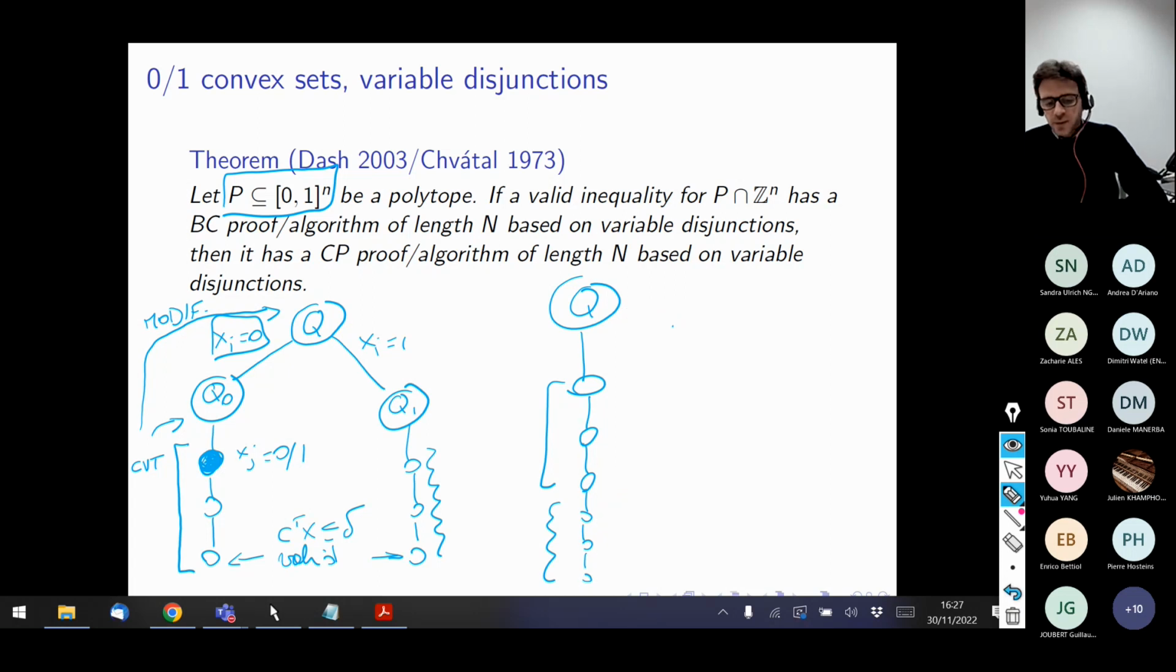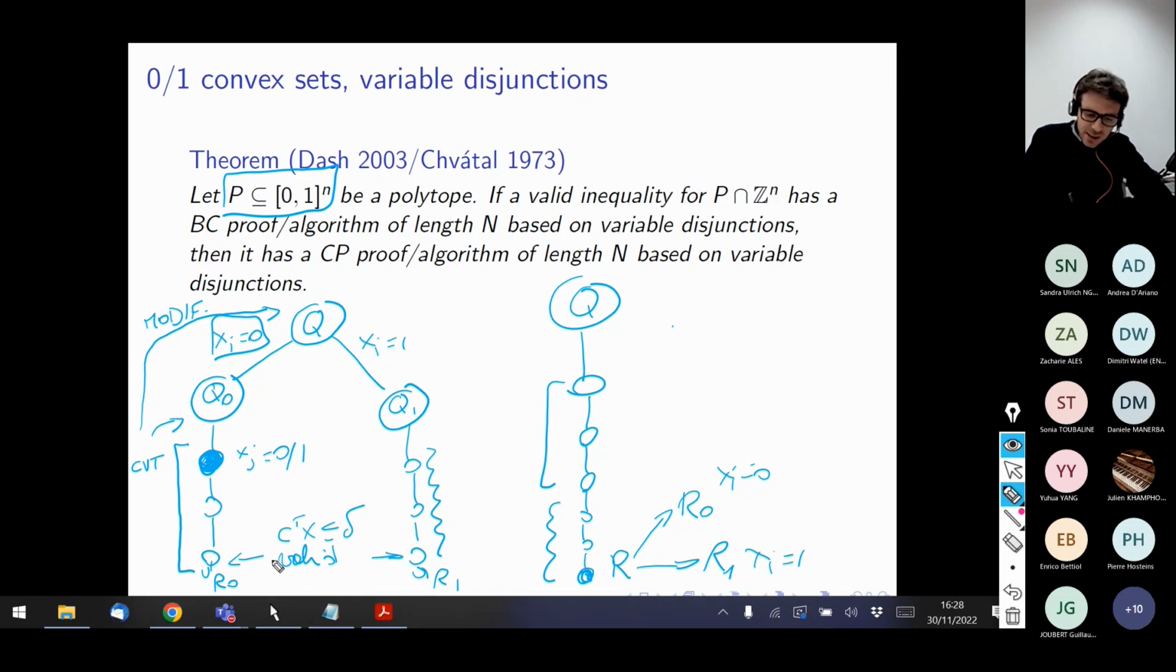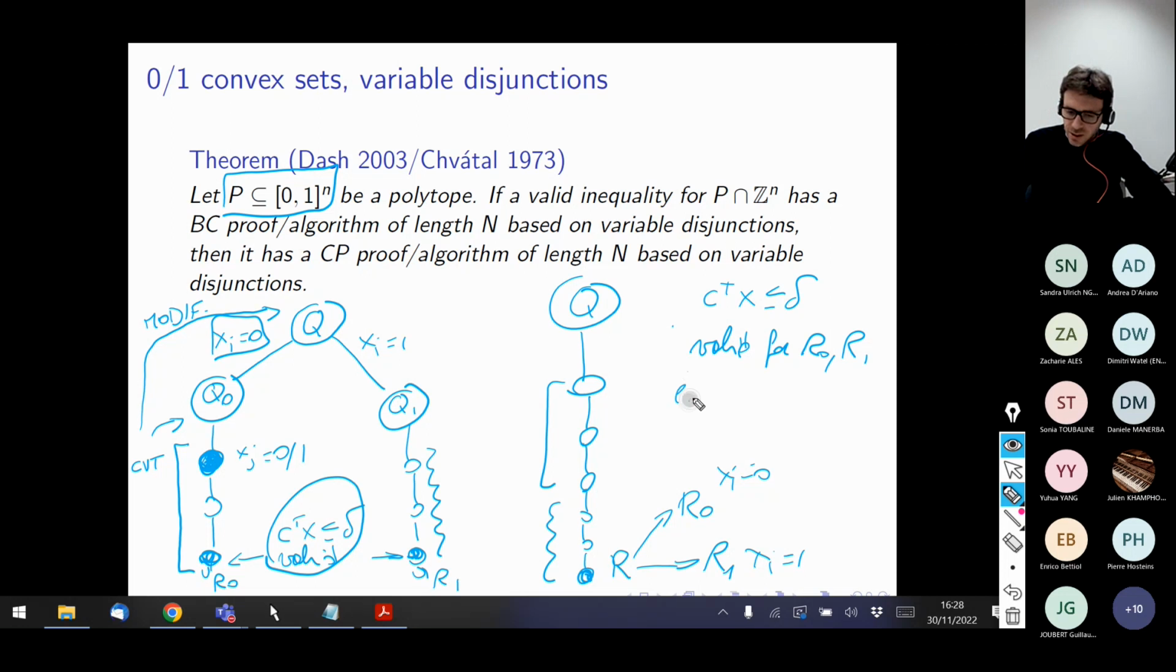Now, starting from Q, I have created a sequence of cutting planes, and let's call this last node, a relaxation, R. If you look at the two faces, R0 and R1, created by xi equal to 0 and xi equal to 1, well, they are a subset of these nodes. R0 is a subset of this, and R1 is a subset of this, because I have applied the same cuts. But we know that this inequality is valid for these two nodes, so it's also valid for R0 and R1. So what I'm saying, this is the last step, is that Cx less than or equal to delta is valid for R0 and R1, which means precisely that it is a split cut for R.